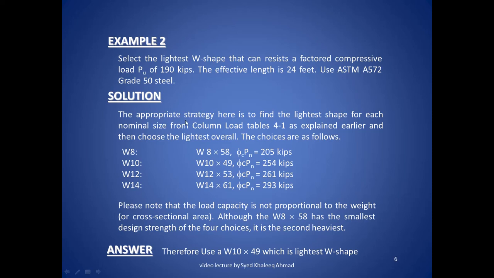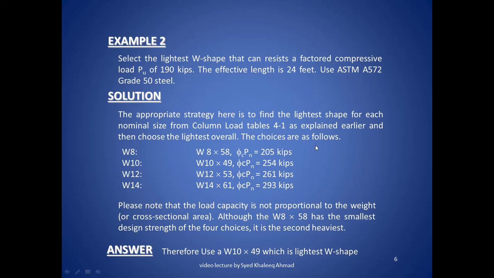So the appropriate strategy here is to find the lightest shape for each nominal size from column load tables, which are in table 4.1 of the AISC manual, and we have explained earlier in the previous example how to use these tables, and also in the previous video lecture on design strength of column sections. And then we will choose the lightest of these.